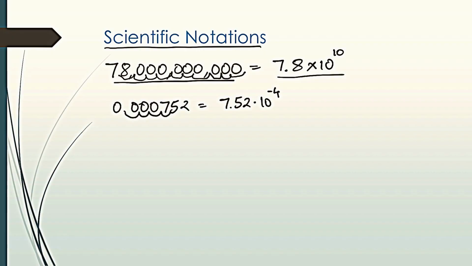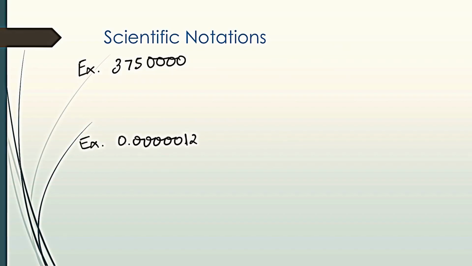So the rule of thumb here is if your decimal is traveling left, then you get a positive exponent. If your decimal is traveling right, you get a negative exponent. Just for some quick practice, go ahead and convert the two numbers on the screen to scientific notation. Make sure you note them down in your notebook.